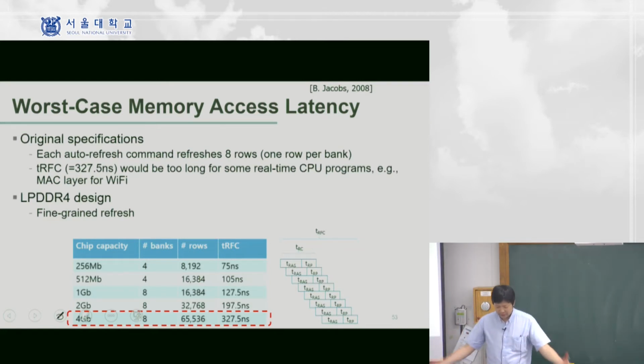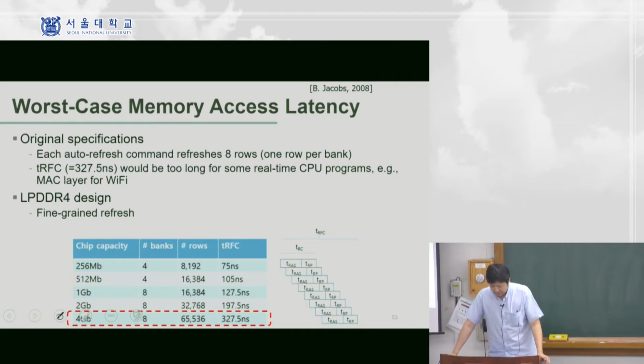In the original specification, in this specific example, let's assume a 4 gigabit DRAM chip. Then each auto refresh command refreshes 8 rows, because we did the math, right? Since we have 8 banks, you can think of it as at every refresh command we refresh 1 row per bank. So basically we refresh 8 banks in parallel, right? Sometimes this latency could be too long for a real-time CPU program.